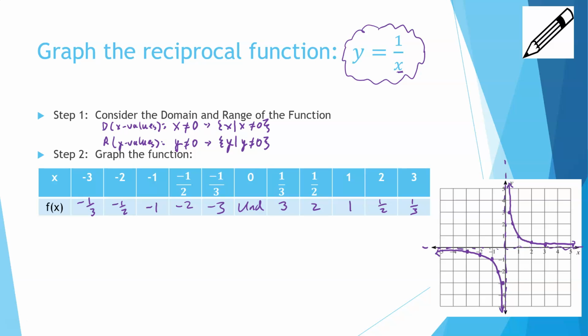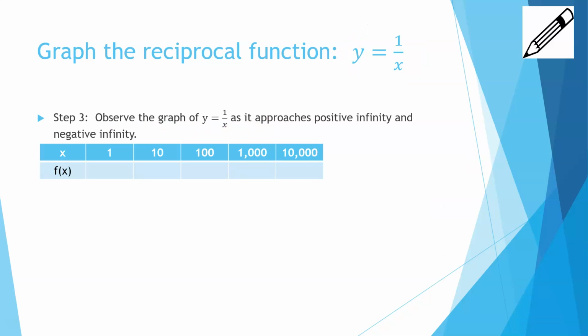These two lines are going to be very important things that we'll talk about in just a few slides. Okay, so this is the graph of y equals 1 over x. Let's continue to explore what happens with this graph. With the same thing, we're going to observe the graph of 1 over x as it approaches positive and negative infinity. So we're still dealing with the table.